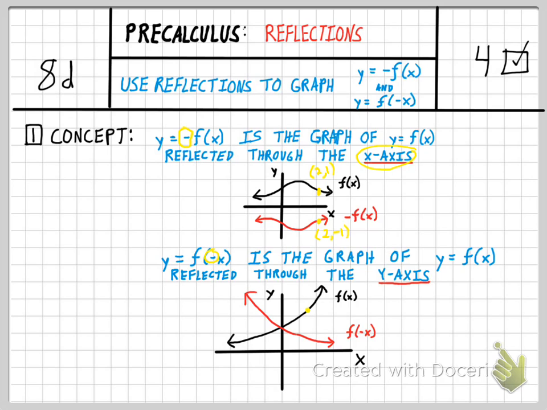If I look at a point, let's say it was 3, 5, the reflected point is going to be the exact same coordinates, except the x coordinate will be the opposite. So this would be negative 3, 5. Those are what to watch out for when you see negative signs in your functions. You're going to see reflections in the graphs.